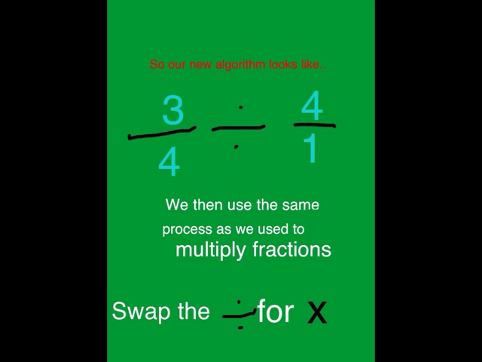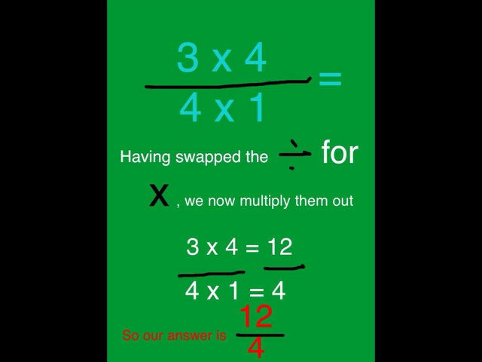We then use the same process as we used to multiply fractions, but we swap the division sign for a times sign or a multiplication sign. So our new algorithm looks like 3 times 4 over 4 times 1. And having swapped the division sign for the multiplication sign, we now multiply them as we did before. So 3 times 4 equals 12, and 4 times 1 equals 4. So the answer to this algorithm is 12 over 4.